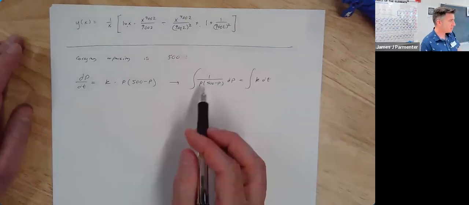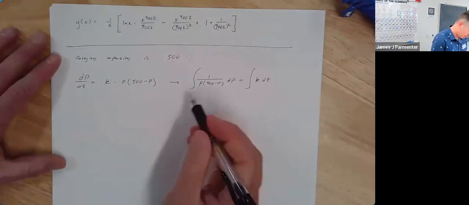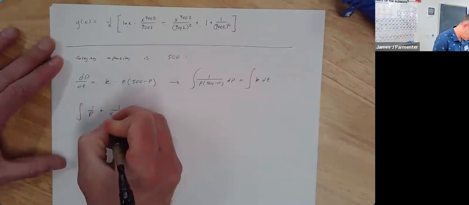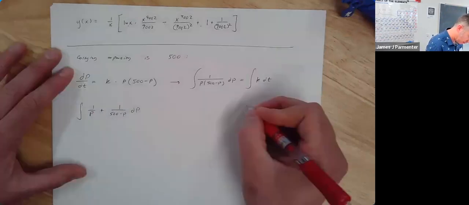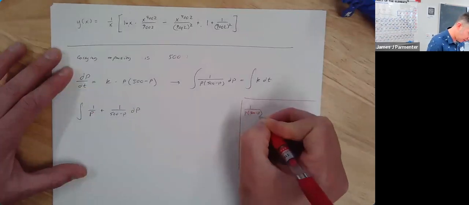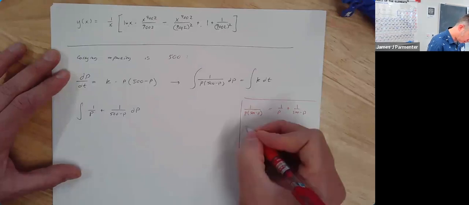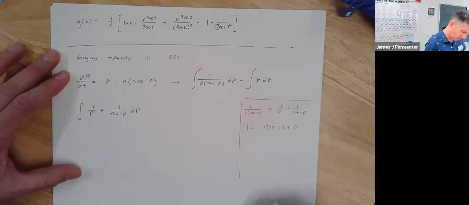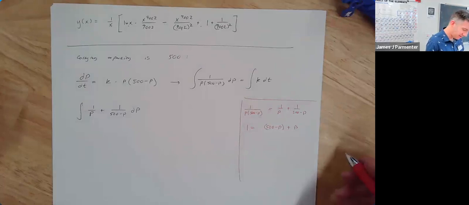The nice thing is if it's written this way, the partial fractions decomposition is super straightforward. This is going to end up being the integral of 1 over P plus 1 over 500 minus P. As I say that, I'm not 100% sure, so I should check. Partial fractions: 1 over P times (500 minus P) is equal to A over P plus B over 500 minus P. I feel like I'm off by 1 over 500 somewhere. What am I missing?